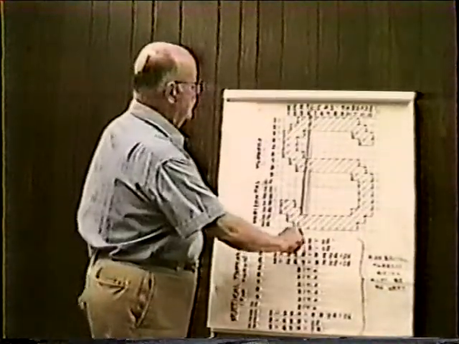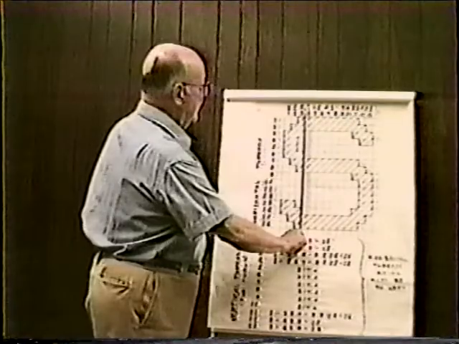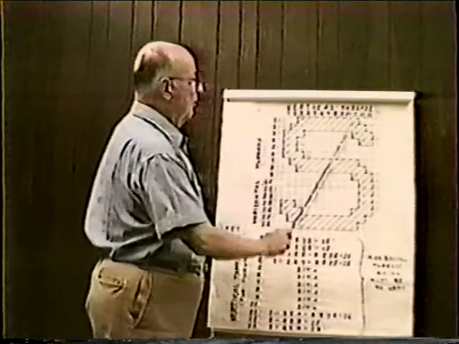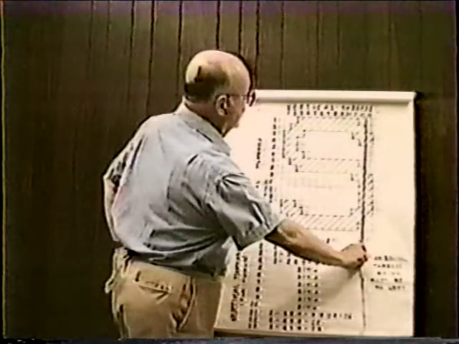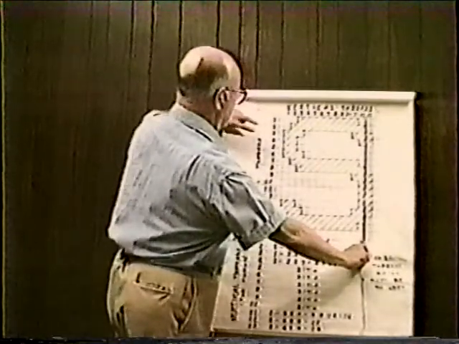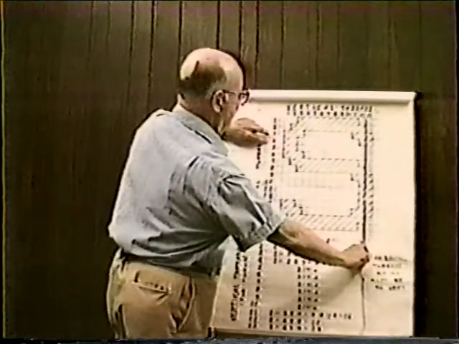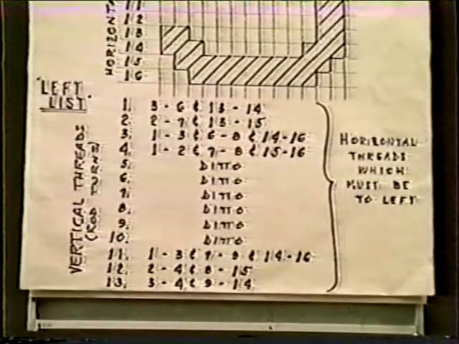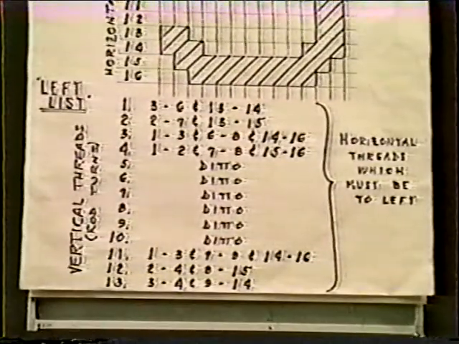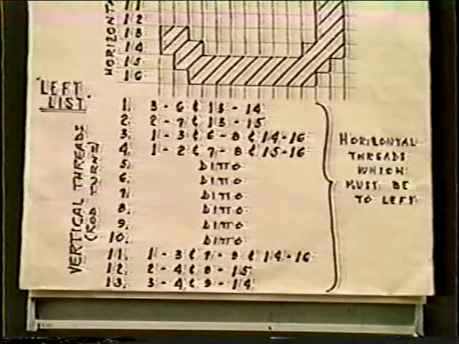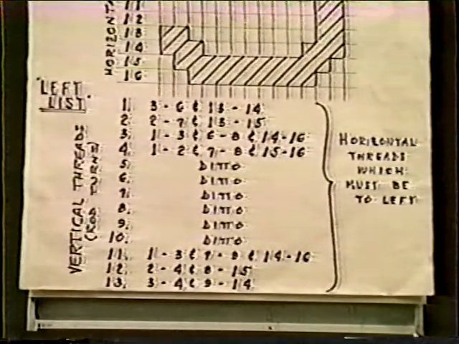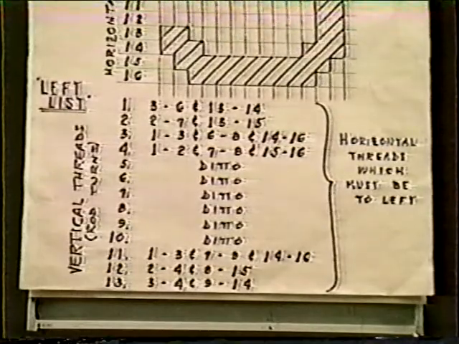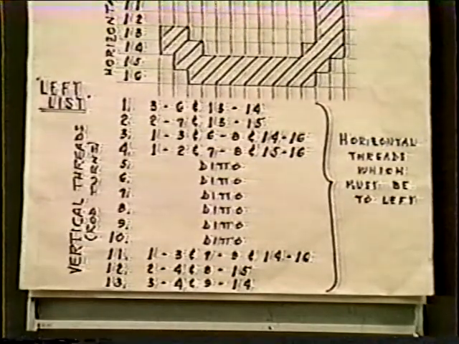Similarly, you take 1 thread at a time and go 3, 4, 5 on through to 13, for instance. And here you'll note that vertical thread 13 has horizontal threads 3 and 4 to the left, as well as 9 through 14. And you'll note here on the left list that for thread 13, 3 and 4, as well as 9 through 14 are shown to the left.